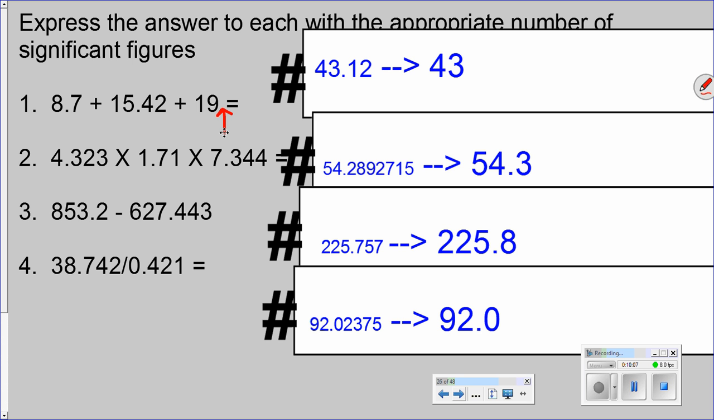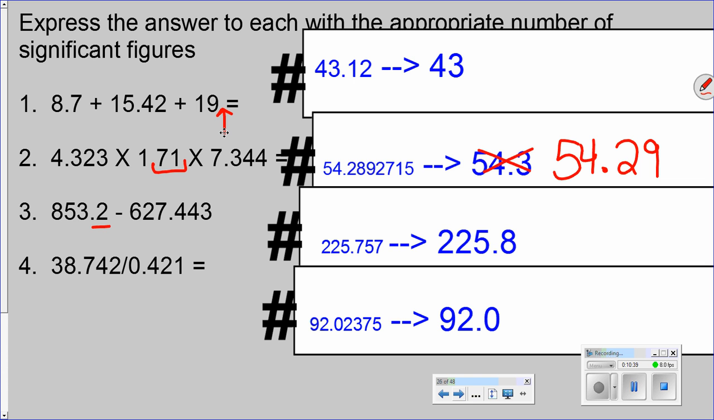19 has no decimal places, so you can show none in your answer for the first one. For number 2, I messed up number 2. Hold on just a second. In this one, we actually have 2 decimal places there, so I should have kept 2 decimal places. So this is going to be 54.29. My apologies.